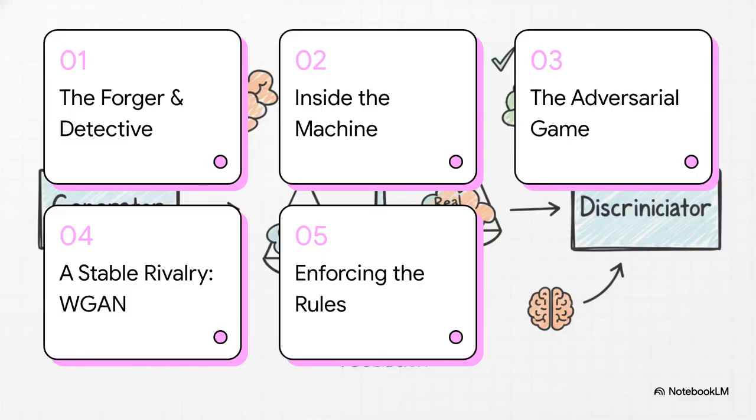Okay, so here's our roadmap. We'll start with that forger and detective story to really build up our intuition. Then we'll peek inside the machine to meet the two neural networks. After that, we'll get into the actual math, the rules of their game. We'll see how a major upgrade called WGAN fixed a huge problem. And finally, we'll uncover the one last rule that makes this whole thing work so well.